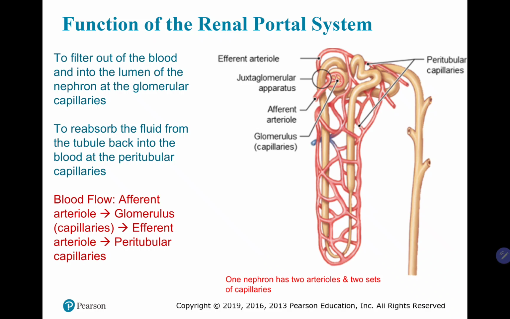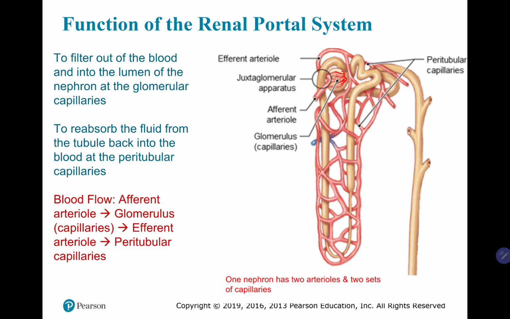So the function of the renal portal system really, we're trying to filter out the blood. We're filtering out the blood, and it's going to go into the lumen of the nephron, specifically that Bowman's capsule, okay? And so that's job number one, filtration. The next thing we're going to do is reabsorb that fluid right back into the blood supply system from the tubule, okay?